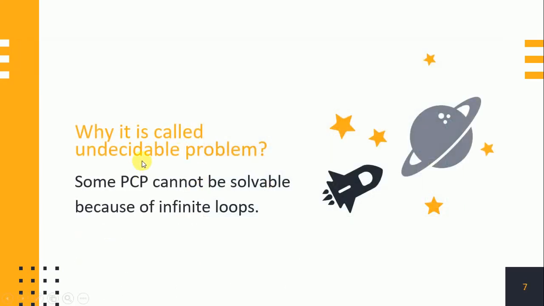Next. As discussed in our first slide, this is a classic undecidable problem. So why is it called an undecidable problem? Some PCPs cannot be solved because of infinite loops. That is the reason it is called an undecidable problem. So let's see the example.